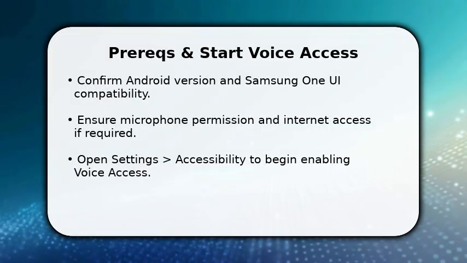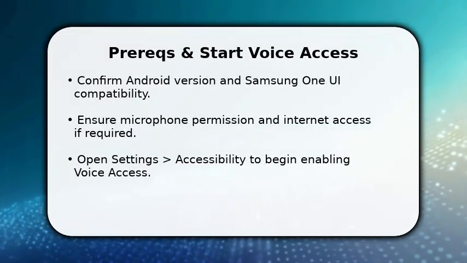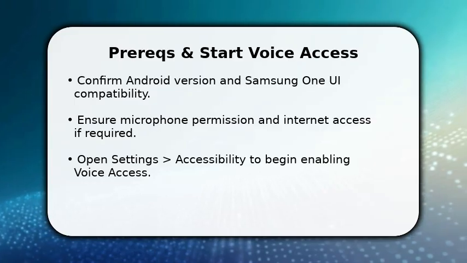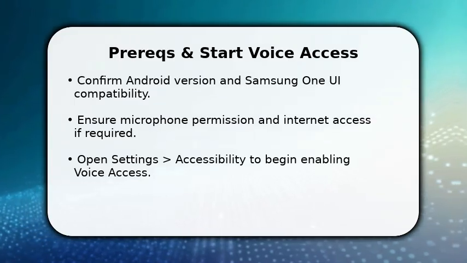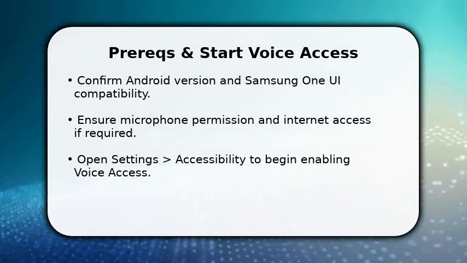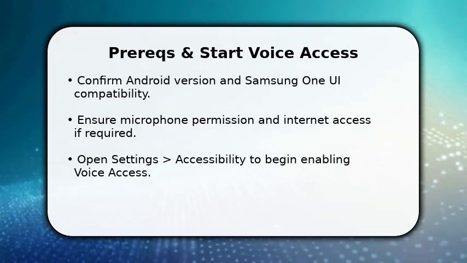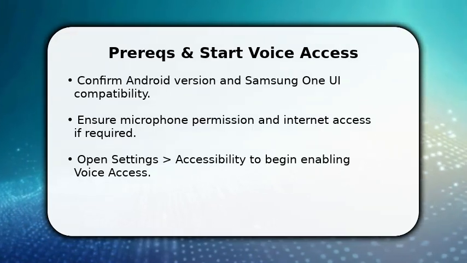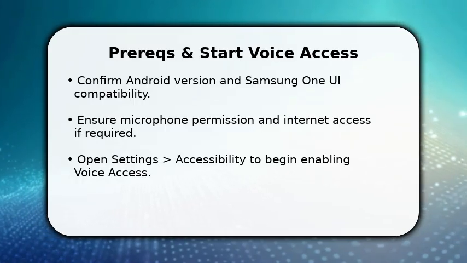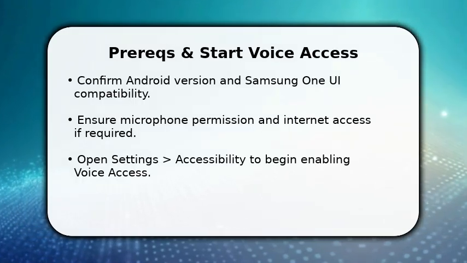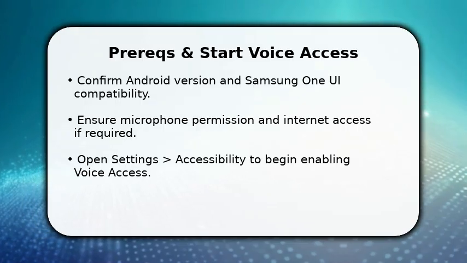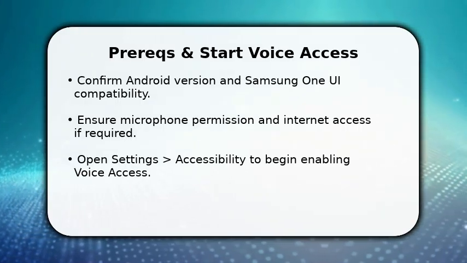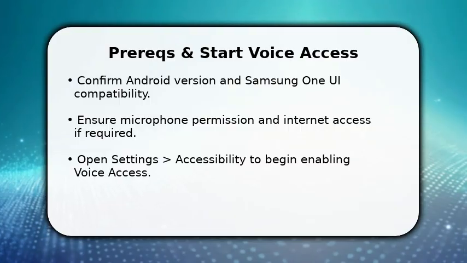You begin by verifying prerequisites. Check your Android and One UI versions and confirm microphone permission is allowed. Once done, go straight to Settings, tap Accessibility, then find Voice Access under Interaction Controls. You do this now so the system can download components and request permissions in sequence. Make sure Battery Saver is off for installs, and toggle Wi-Fi if updates are pending.